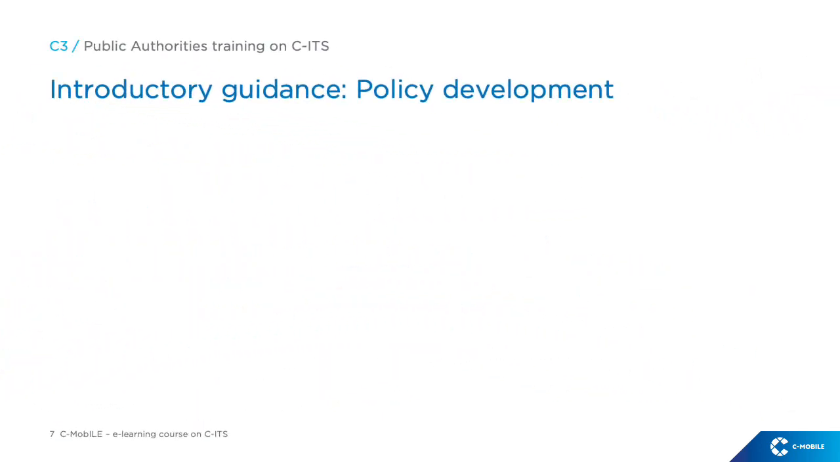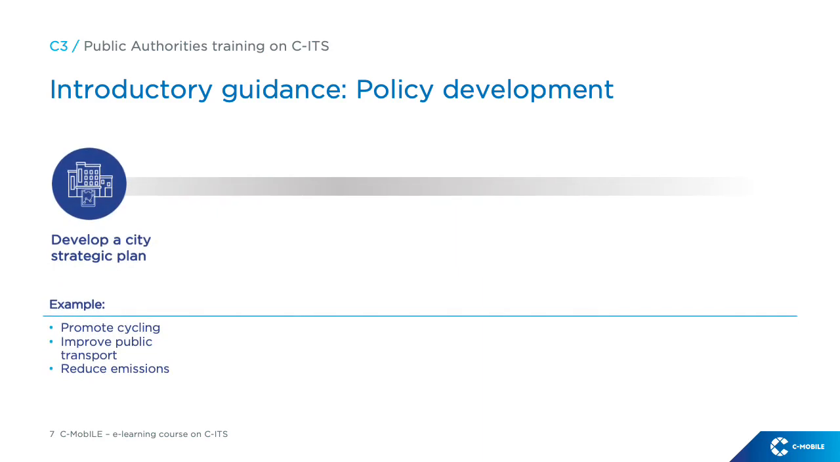Let's have a closer look at the various elements and steps for the development of an urban mobility policy. Having in mind the example of the city of Copenhagen, wanting to promote cycling and public transport use, the policy development process may include: first, the development of a strategic plan with tangible and measurable targets, such as number of users and trips made by bicycle and public transport, and the corresponding reduction of emissions.